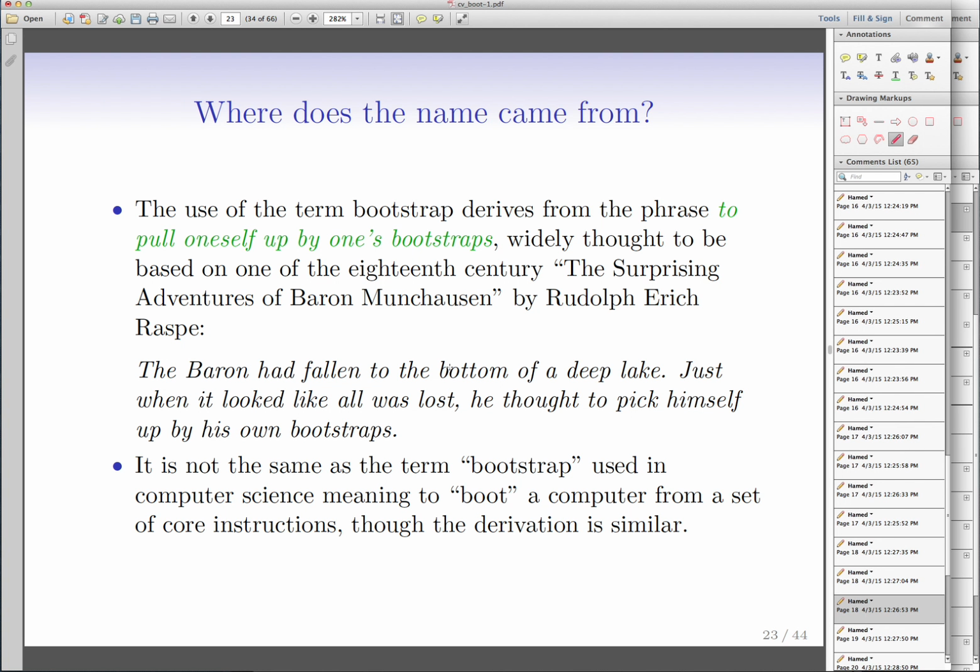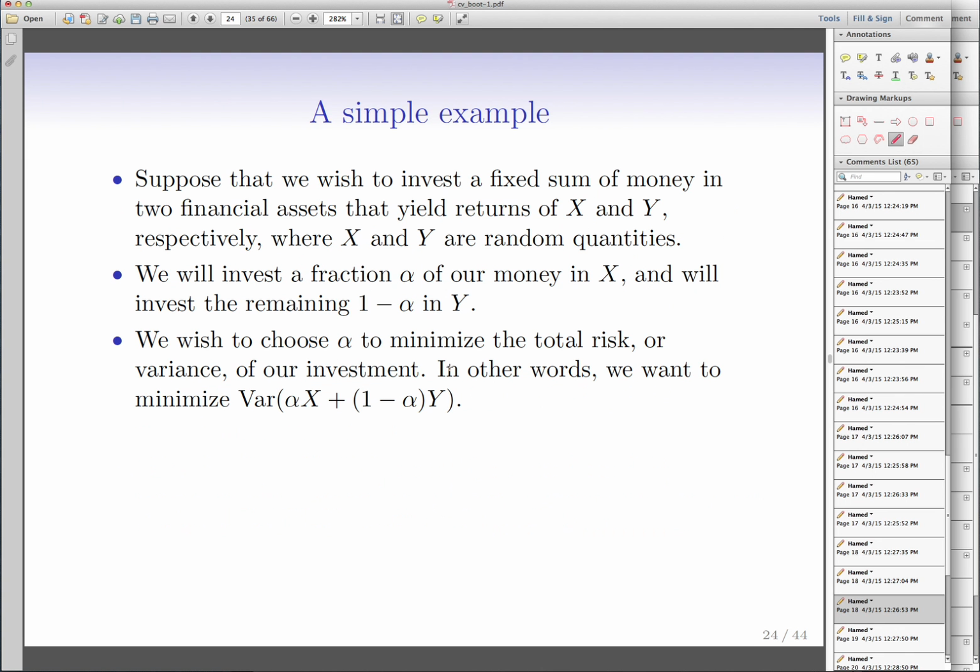So the bootstrap idea is the same. We do not know what the population is. We are sticking to the sample we have. We use that to build up resamples from it and build up the confidence intervals or standard errors we want from our data. The idea is somewhat different from the boot that we have in computer science. The term comes from this story that I just shared with you.